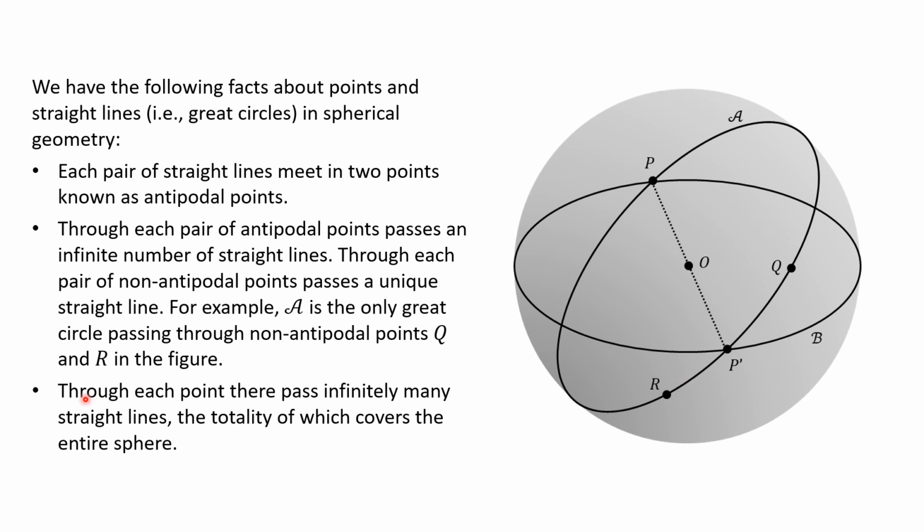And we have one other fact. Through each point there pass infinitely many straight lines, the totality of which covers the entire sphere. So you may want to try to visualize that. Just pick point P here and just imagine all the different great circles that could go through that, and clearly it'll cover every point on the sphere.